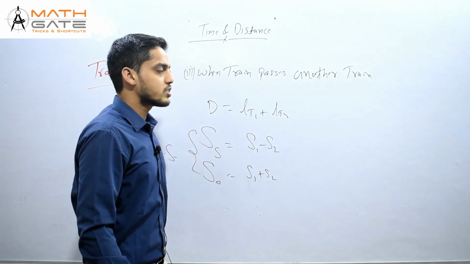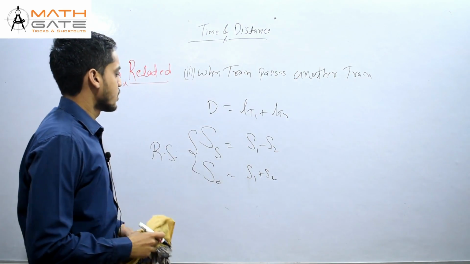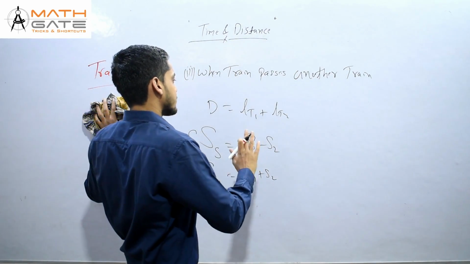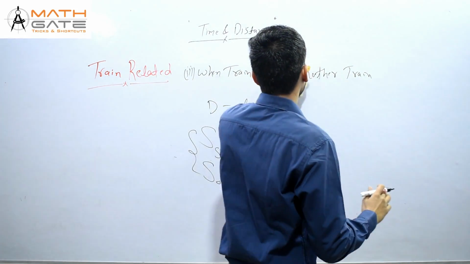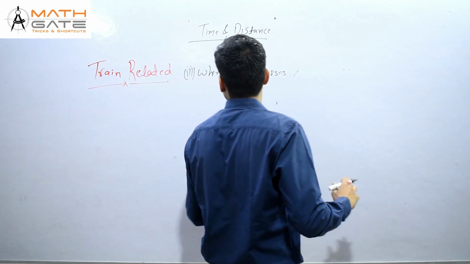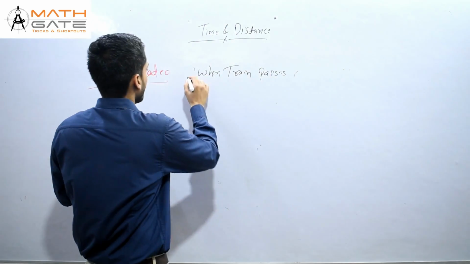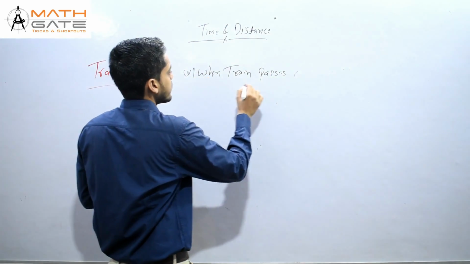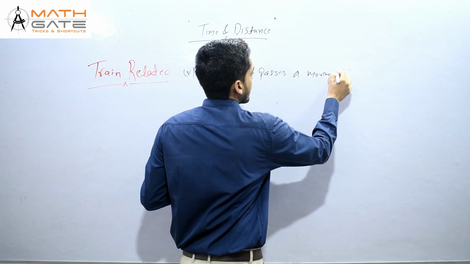Now we are going to discuss the last thing, when train passes a moving man. So last we are going to discuss the last case, the fourth case, when train passes a moving man.